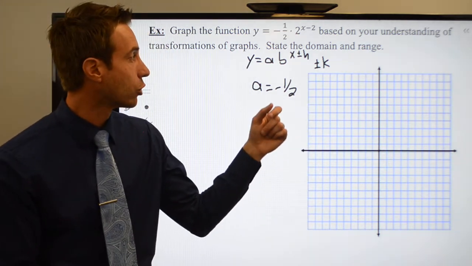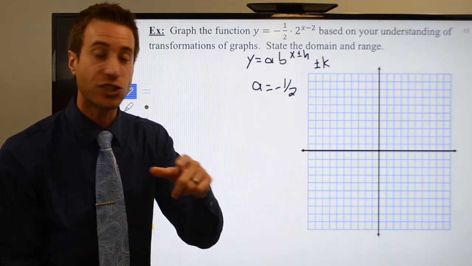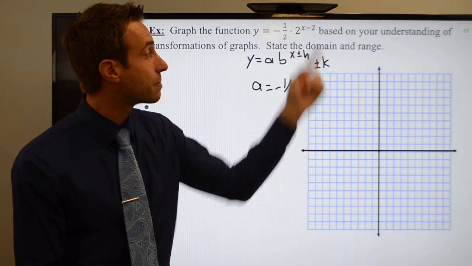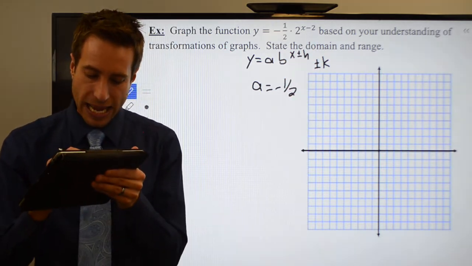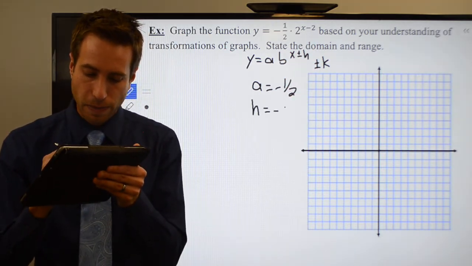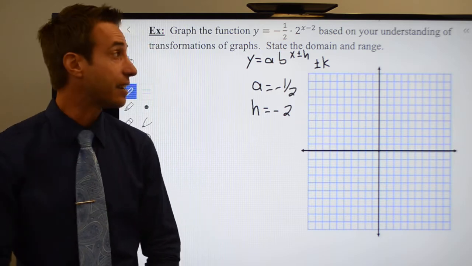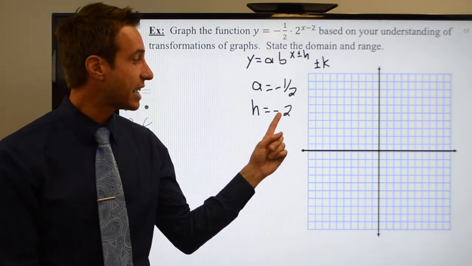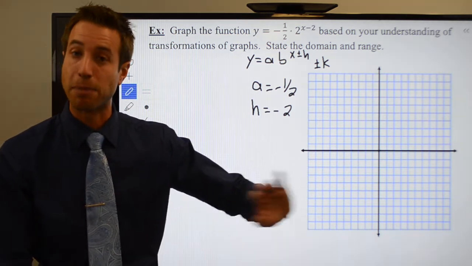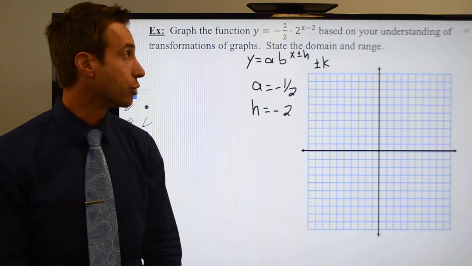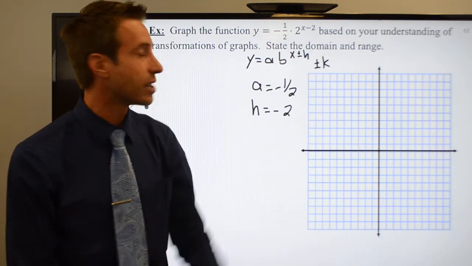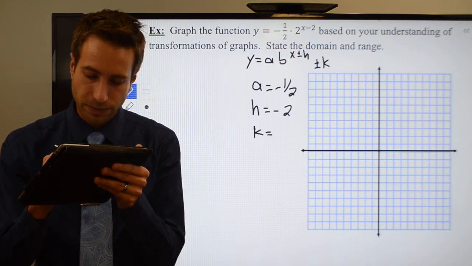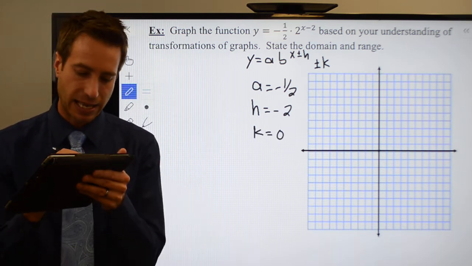Again, I take another look at this and I go, well, if I have an h, it'll be up in the exponent with the x. And there is. I have x minus 2, so I know that my h is a negative 2. And of course, what that means is it's going to be the opposite, right? So because h is a negative 2, I'm going to have to shift in the positive direction 2 units. I don't have a k because there's nothing out back there, and so k is just going to be equal to 0. Let's go ahead and set up a table.